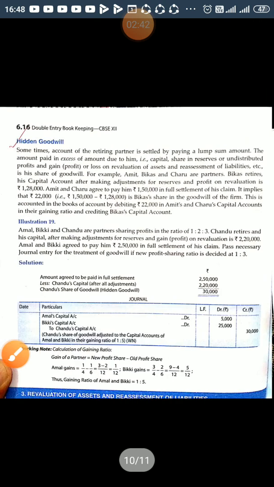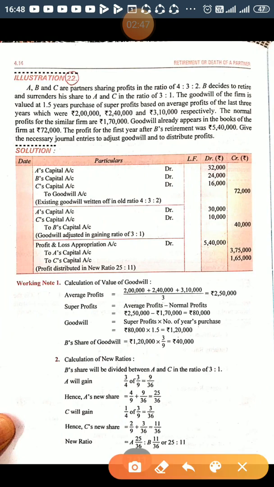So we will take some questions. The first question: A, B, and C are partners sharing profits in the ratio of 4:3:2. B decides to retire and surrender his share to A and C in the ratio of 3:1. The goodwill of the firm is valued at 1.5 years' purchase of super profit based on the average profit of the last 3 years, which were 2 lakh, 2,40,000 and 3,10,000 respectively. The normal profit for similar firms is 1,70,000. Goodwill already appearing in the books of the firm is 72,000. The profit for the first year after B's retirement was 5,40,000. Give necessary journal entries to adjust the goodwill and to distribute the profit.